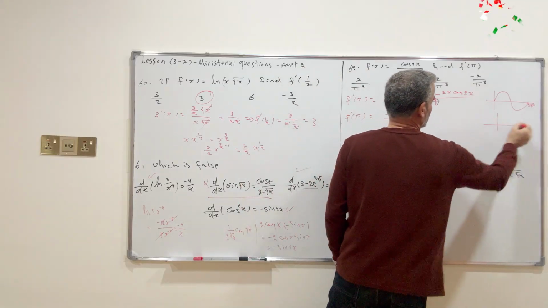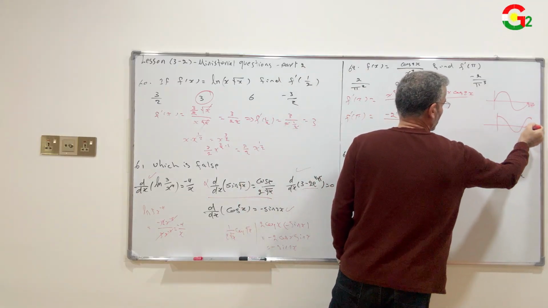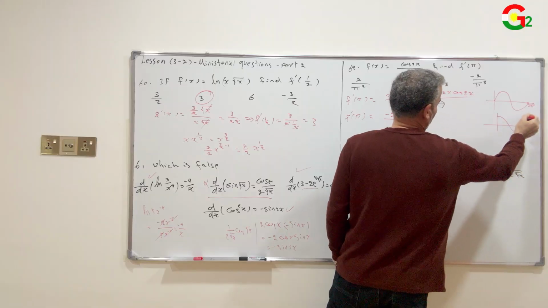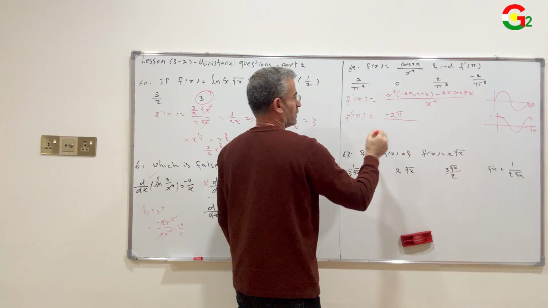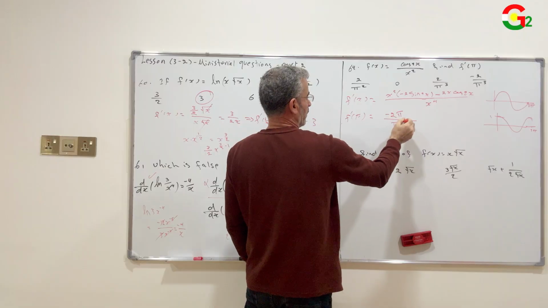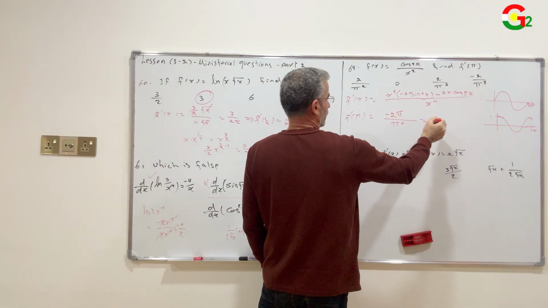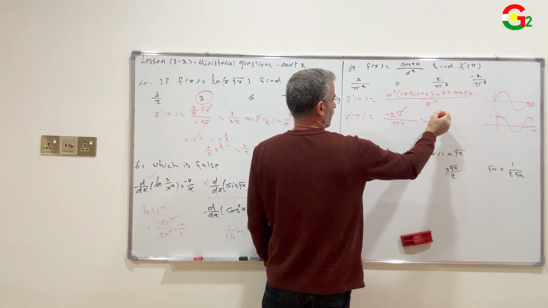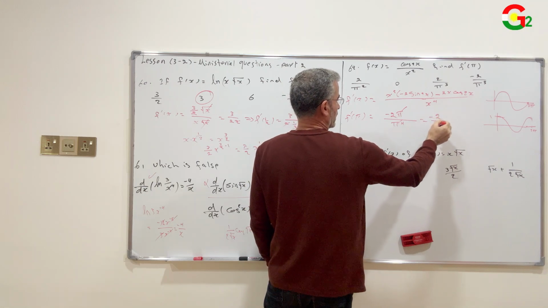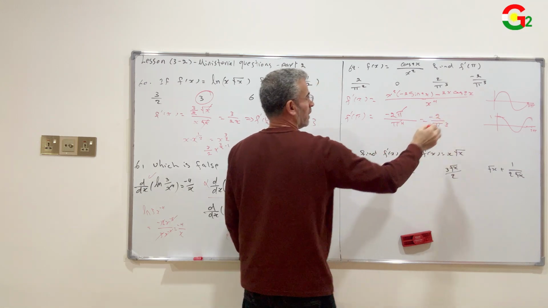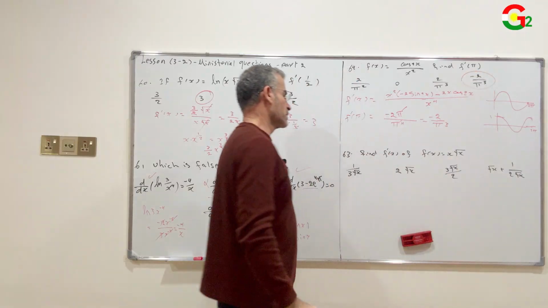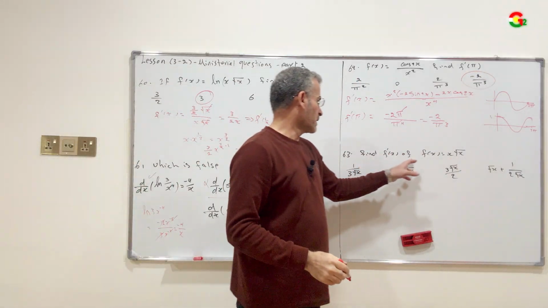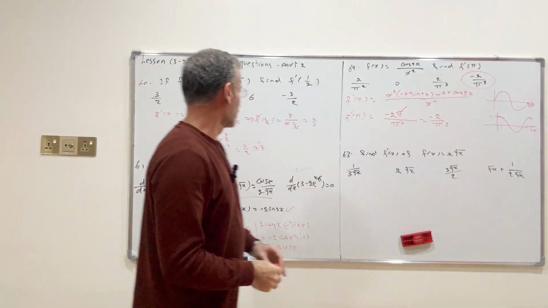Cosine 2 pi is 1. This is the graph of cosine. This is 2 pi and cosine 2 pi is 1, over pi to the power 4. Therefore, reduce pi with pi to the power 4, the last answer is negative 2 over pi cubed. Choice D.